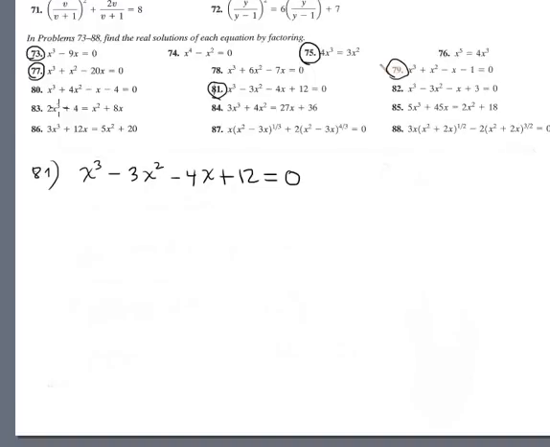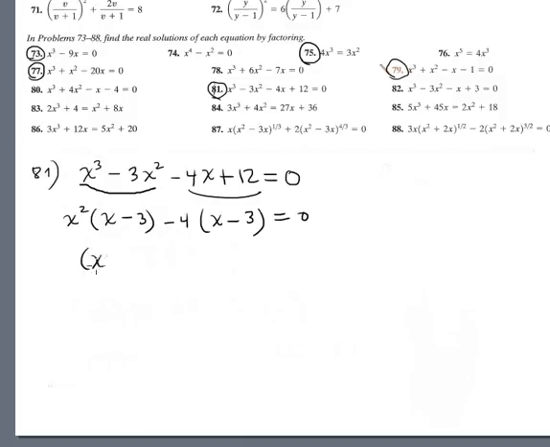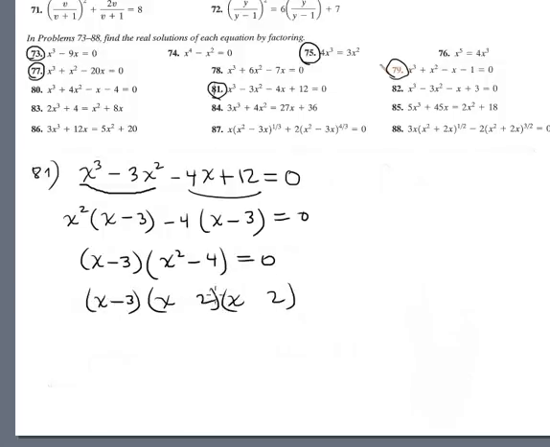Okay, 81 is similar. It's by grouping. The greatest common factor here is x squared. We have x minus 3. And the greatest common factor between this and this is -4. I factor out -4, and we have x minus 3 equal to 0. Then x minus 3 is a common factor, x squared minus 4 equal to 0. As we have a difference of squares, the factorization is x, 2 because the square root of 4 is 2, plus or minus, equal to 0.